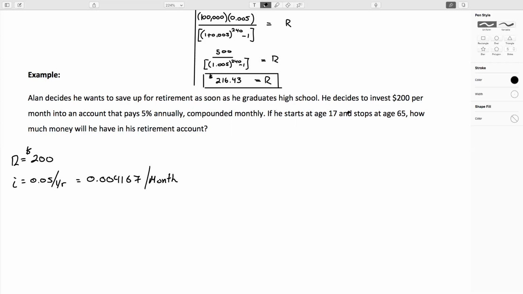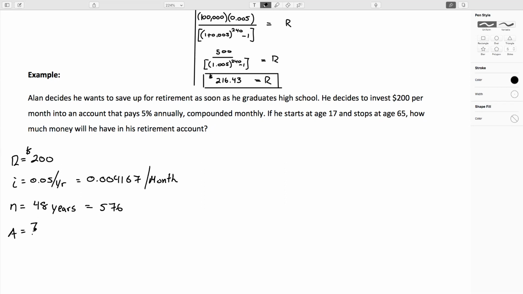He starts at age 17 and he goes to age 65. So his term end is going to be 65 minus 17, which is 48 years. But he's paying this monthly, so we then have to multiply 48 by 12. He's going to make 576 payments. All right, what else we need to know? I think that's it. We just need to figure out what's the future value going to be. We don't know A.